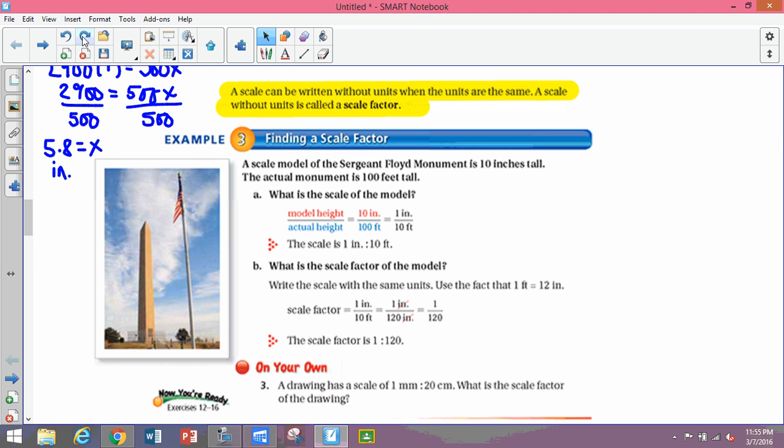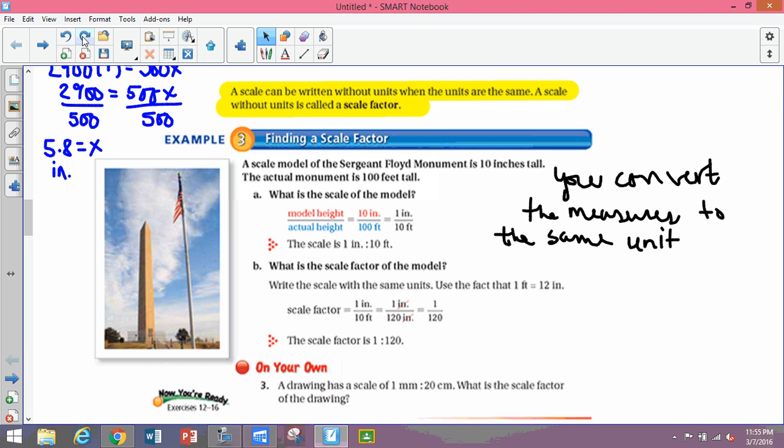Then there is scale factor. Scale factor is when scale is written with the same unit of measure. So you're going to be converting units of measure. My suggestion to you is to convert to the smaller measure. You want to make them the same unit, and I suggest that you always use the smaller. If you're given feet and inches, make both of them inches. If you're given centimeters and millimeters, make them both millimeters. If you're given centimeters and meters, make them both centimeters. Whatever is your smallest unit of measure is the one that you should convert to.